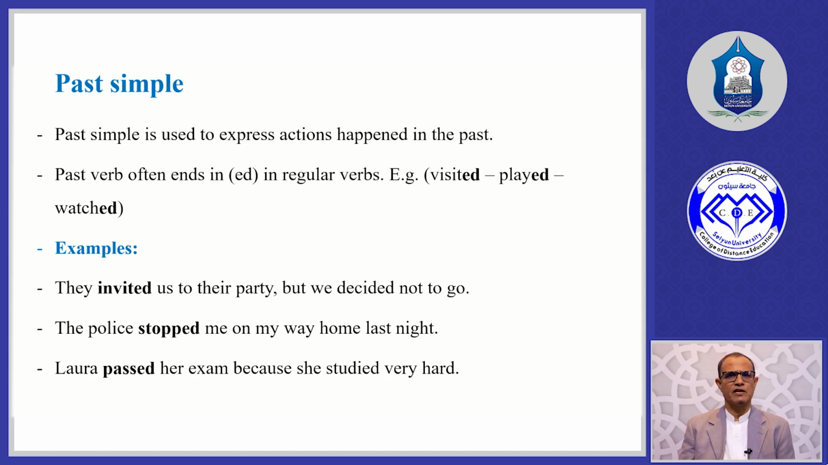The subject in the past simple tense doesn't affect the verb, whether the subject is plural or singular. The verb should be only the past form. There is no change in the verb, like those that happen in the present simple tense. So they invited us: here the subject is plural. The second one, the police, is singular. Laura is singular, and the verb that follows them is past simple tense.